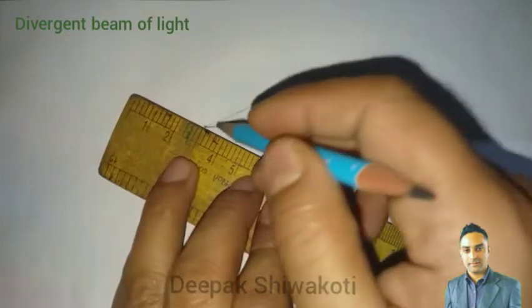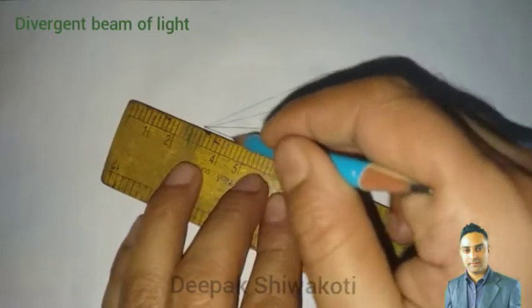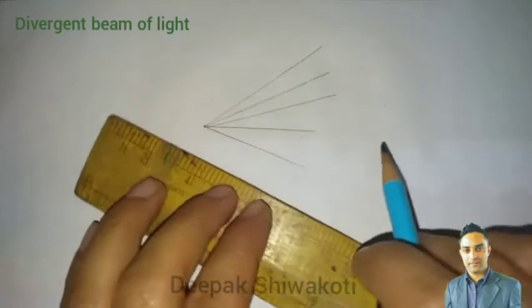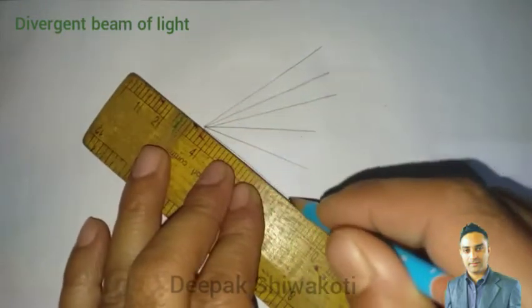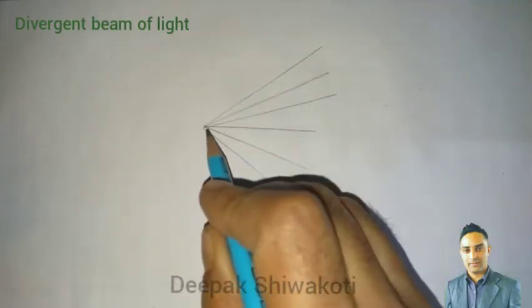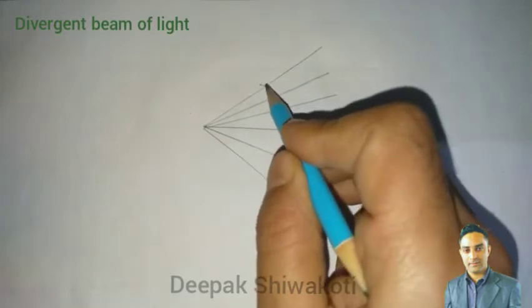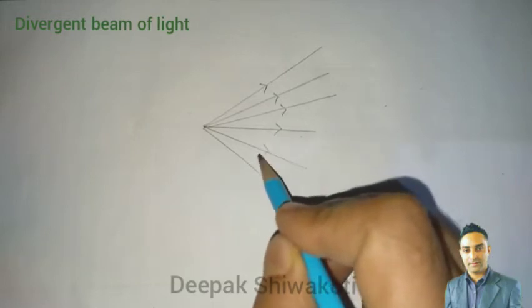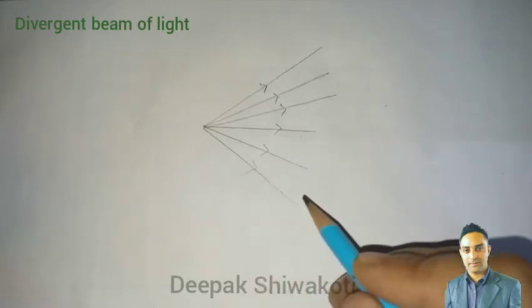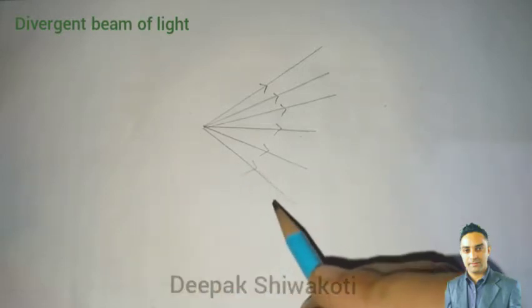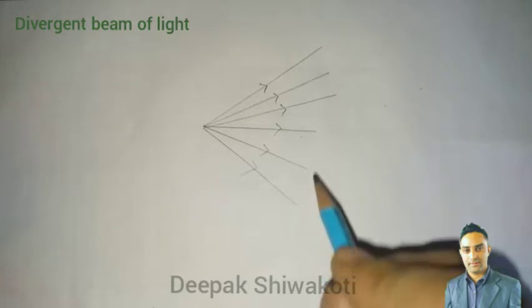From this point we have to draw lines coming out, okay? So these are the divergent rays, okay? So here this is the point source of light and these are the rays coming out from this point source of light. These rays are called a divergent beam of light, okay? So here you have to write point source of light and here divergent beam of light, okay?